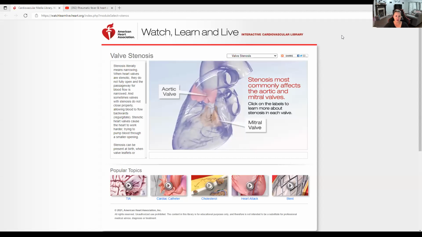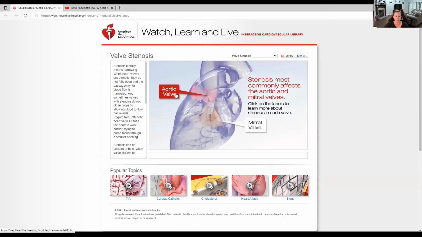Okay, screen share. It's a cool animation that I found on American Heart Association. So when you guys are viewing this, you can come to this website and play around with it. But again, here's our valve. So we have the aortic valve, we have the mitral valve.